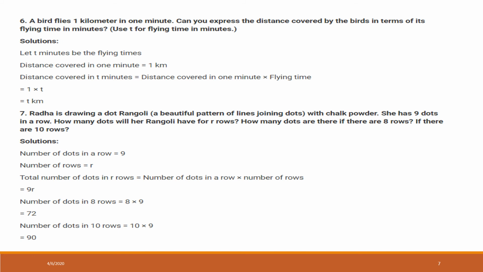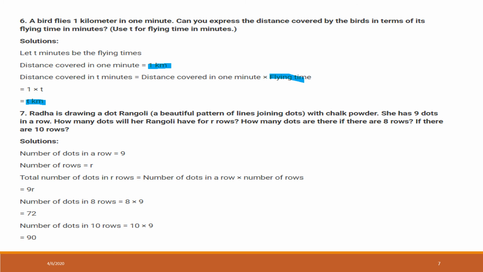Question number 6. A bird flies 1 kilometer in 1 minute. Can you express the distance covered by the bird in terms of its flying time in minutes? Use T for flying time in minutes. Let T minutes be the flying time. Distance covered in 1 minute by the bird is 1 kilometer. So the distance covered in T minutes will be the distance covered in 1 minute multiplied by the flying time. What is the flying time? T. So 1T, so T kilometers, because if you multiply by 1 or not, it doesn't make any difference. So you can write T kilometers or 1T kilometers. Both are the same.